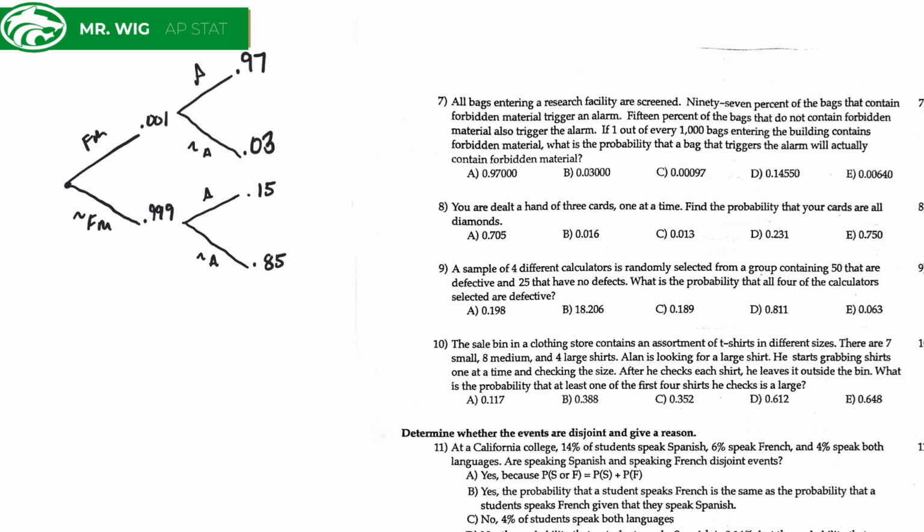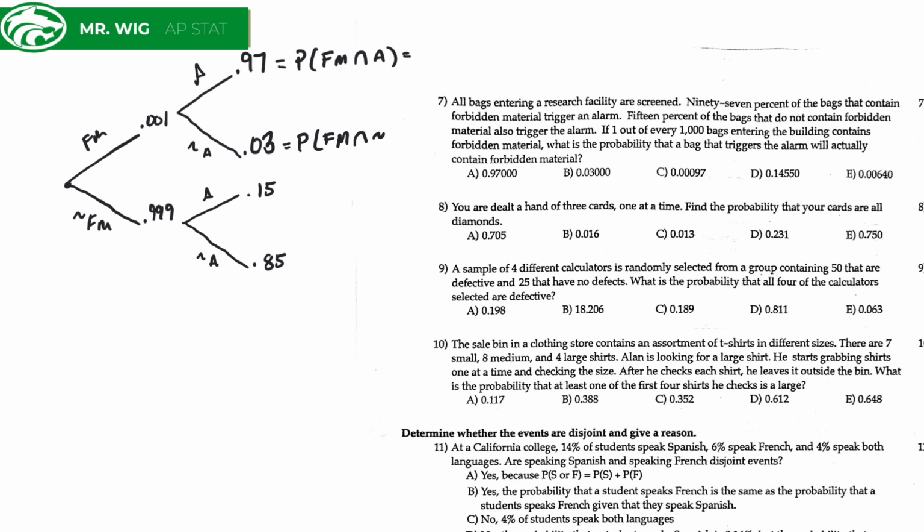So this is my tree diagram. I only have two different events. And so if I follow the path down, it's kind of saying and, right? The forbidden material and the alarm goes off. So if I were to write down the outcomes here, we would say this is the probability of having forbidden material and an alarm going off. This one would be what? 0.97.